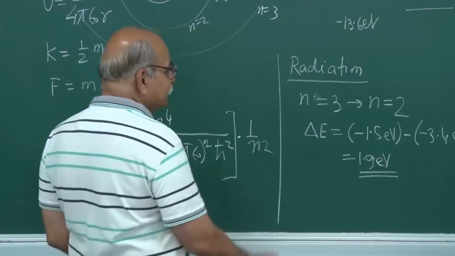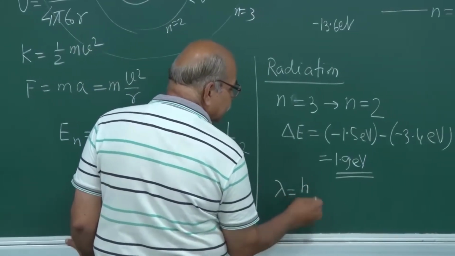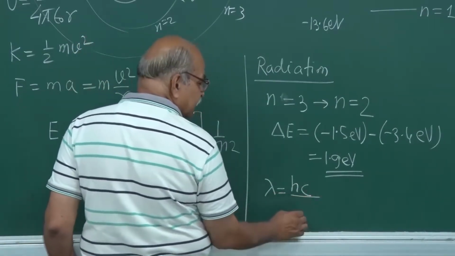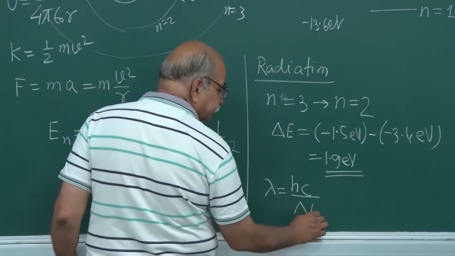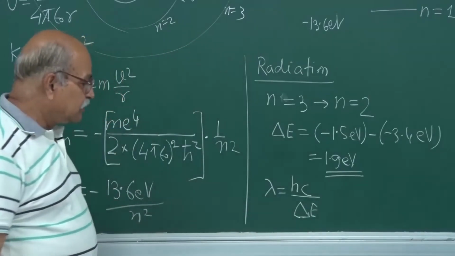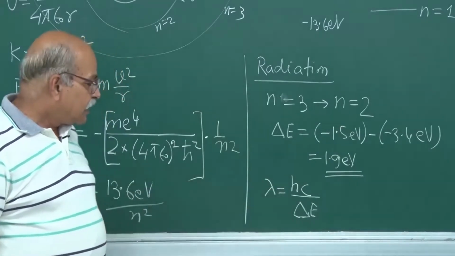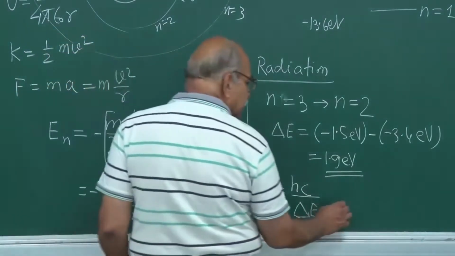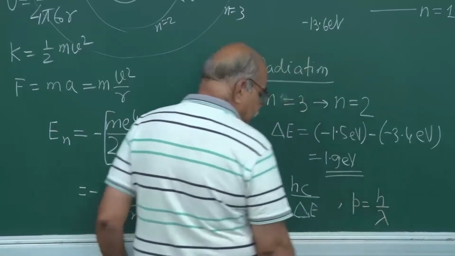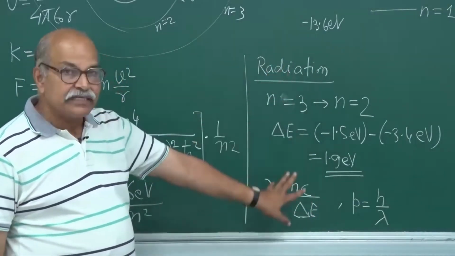And the relations are: the wavelength will be given as Planck's constant times the speed of light in free space or vacuum, divided by the energy. Alright, so this is the relation between energy and wavelength, and then momentum also you can talk about. The momentum will be p equal to h by lambda, or lambda is h by p. So these are the relations.